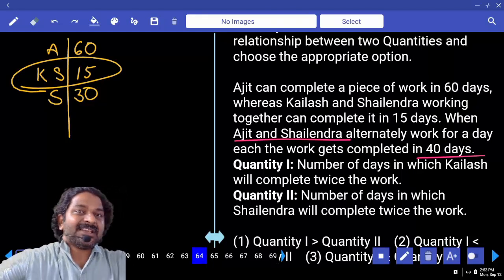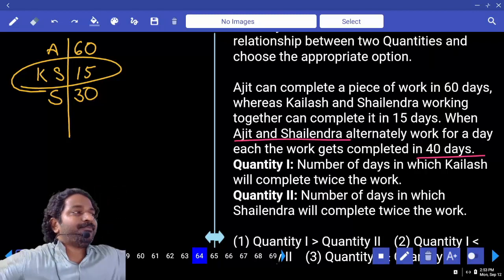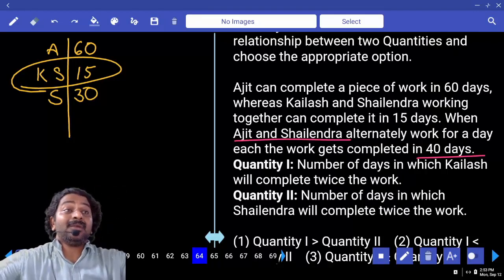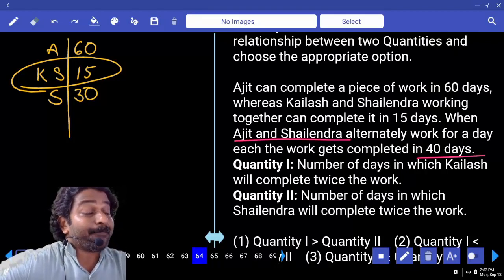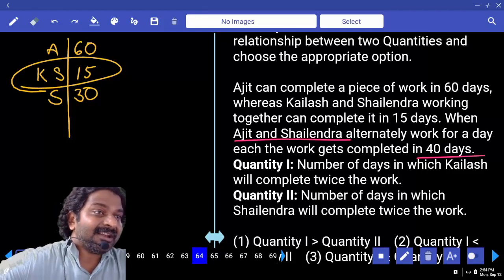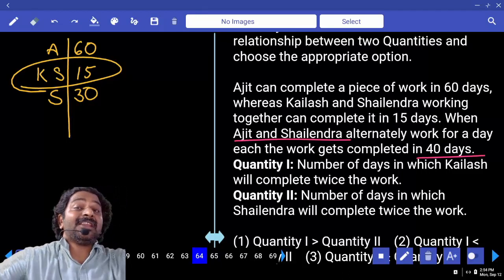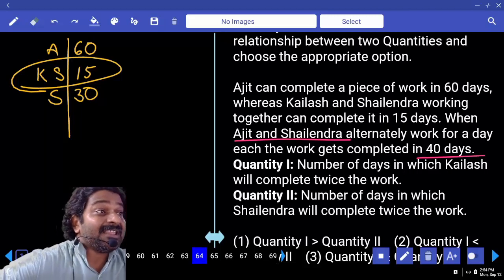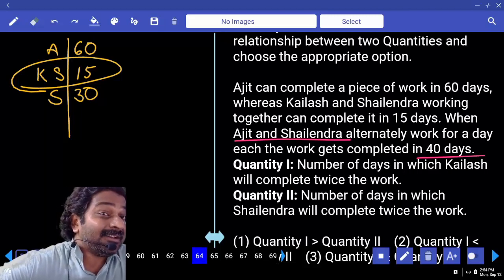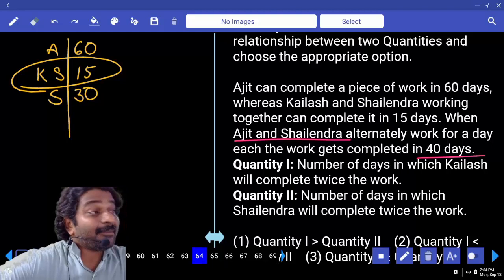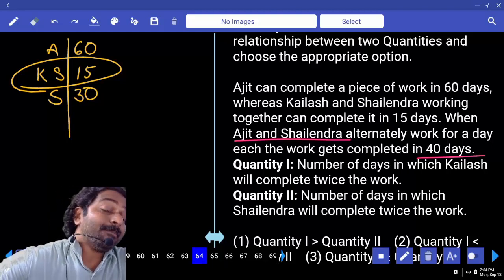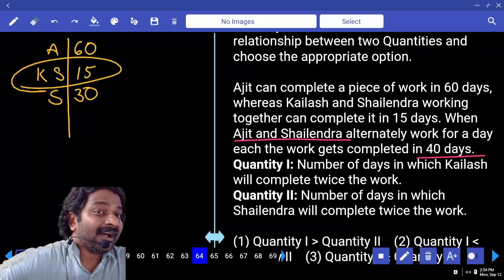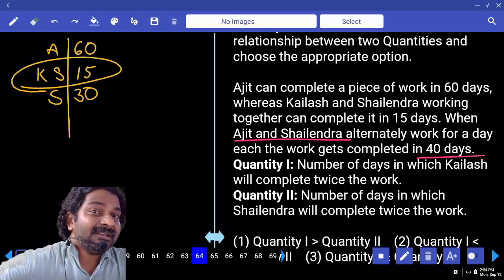Only 15 days of work is done. And just before, we reached a conclusion that Shailendra can complete the total work in 30 days. Now along with Kailash, Shailendra worked for 15 days. In 15 days, Shailendra can complete what fractional part of the work? Half. Then how much is remaining? Half. Who completed that half? Kailash. And Kailash worked for 15 days.